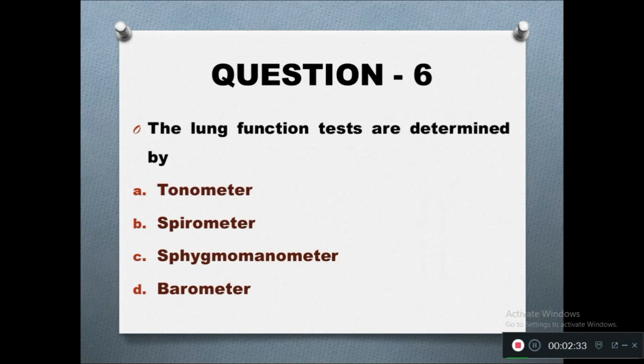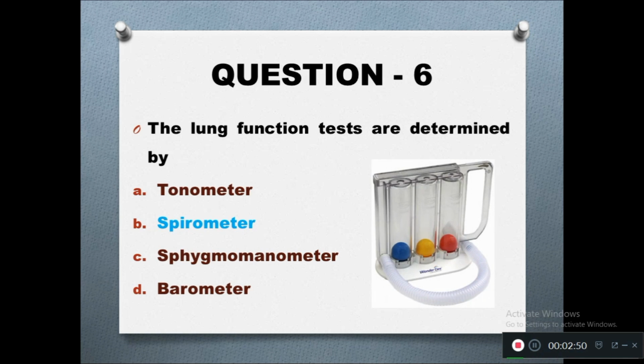Next question. The lung function test is determined by option A tonometer, B spirometer, C sphygmomanometer, D barometer. The right answer for this question is spirometer. Spirometry is the process. Spirometer is the device used to check the function of the lungs.